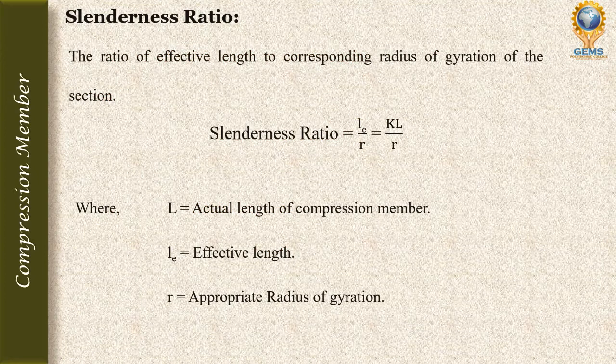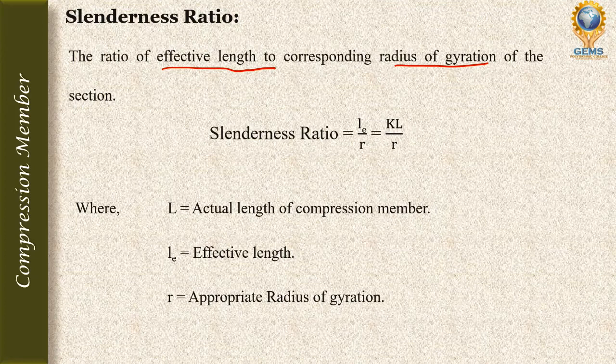Slenderness ratio. The slenderness ratio of a column is defined as the ratio of effective length to the corresponding radius of gyration of the section. We already studied this slenderness ratio in the tension member. It is the same for the compression member, but the K value here differs. This effective length constant will differ in compression members.